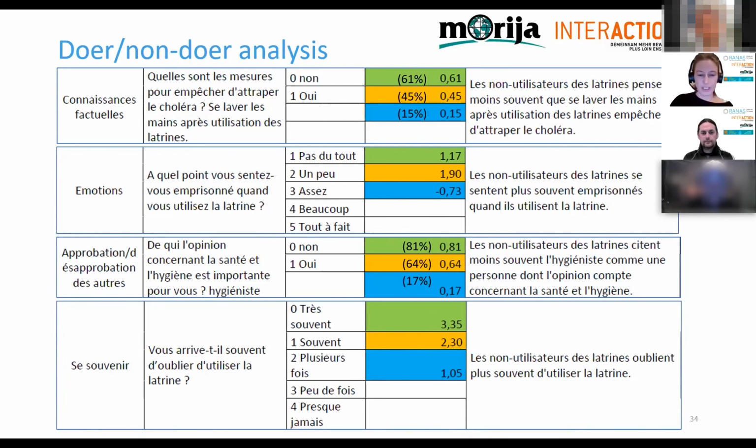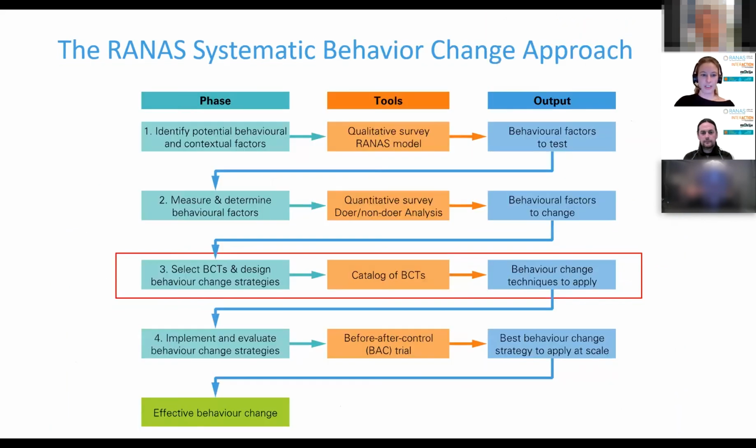So now we have these results from the questionnaire. We say, okay, these are the 4 most important differences between the green users and the orange non-users. And now we want to develop the behavior change strategies.